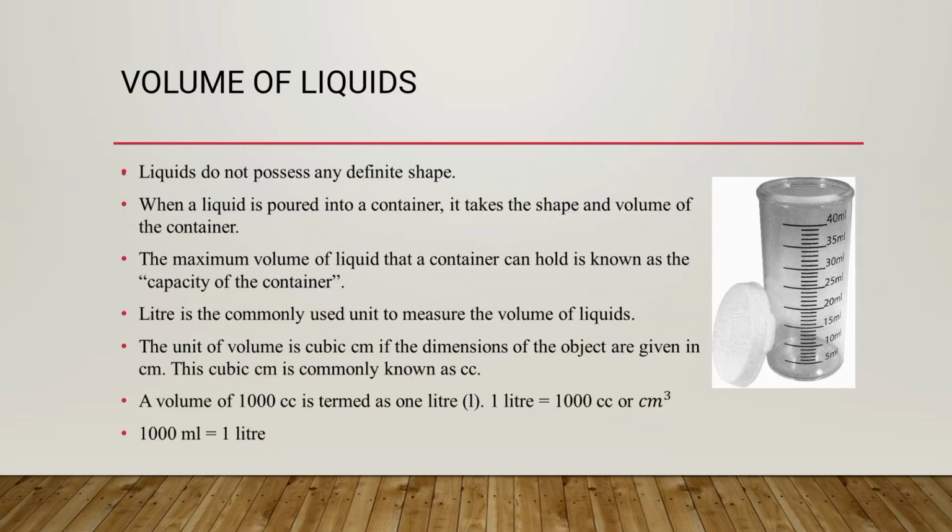Next one is volume of liquid. We know that liquid does not have any definite shape. It takes the shape of the container and the volume is also the same as the shape. The liquid has the volume of the container. Liter is a commonly used unit to measure the volume of liquid. If it is given in centimeter, then the unit of volume is cubic centimeter. Volume of 1000 cc gives 1 liter.